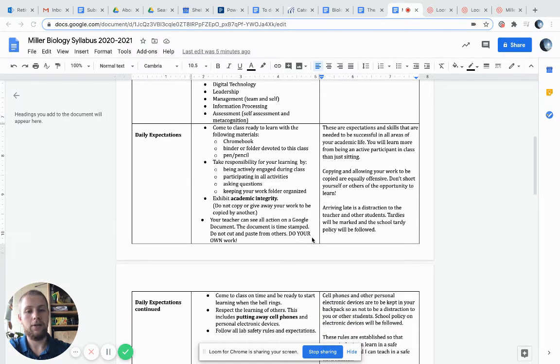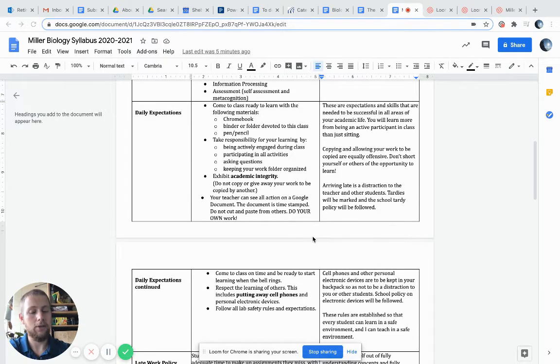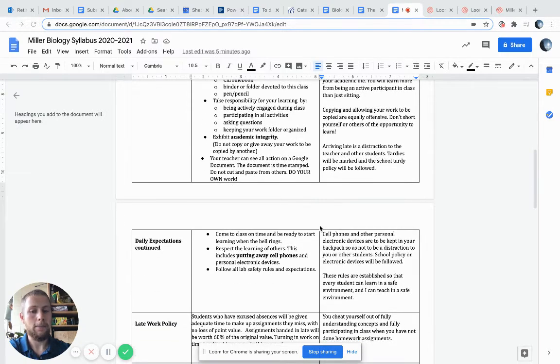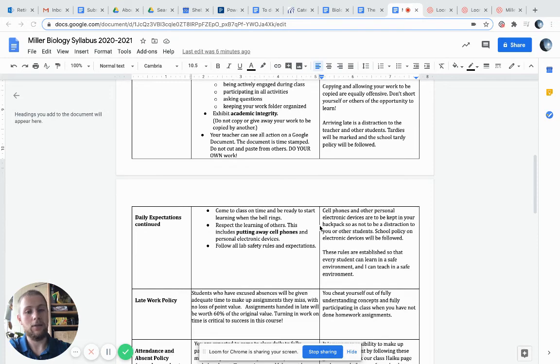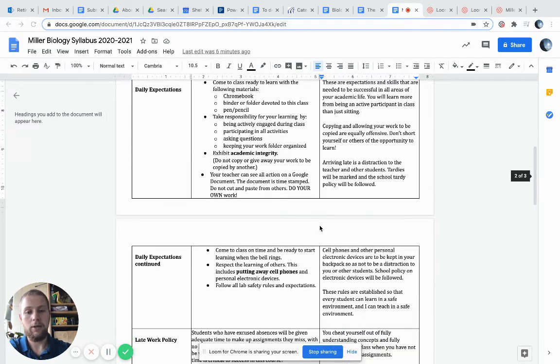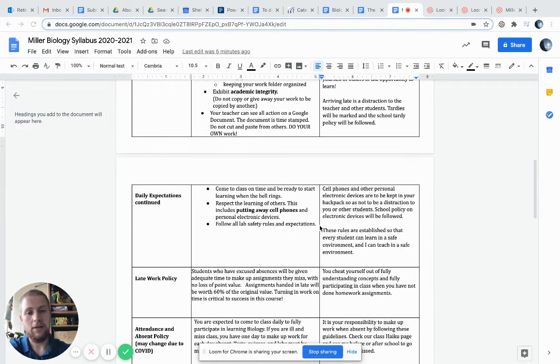So there are serious consequences for plagiarism and cheating, and that will be discussed subsequently. All right, so come to class on time, with fewer people in the halls and specific hall rules this year. Be sure to be punctual and on time. Put your cell phones away and follow lab safety rules and expectations.